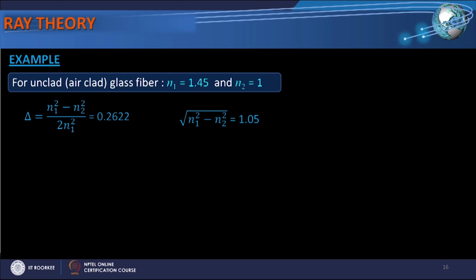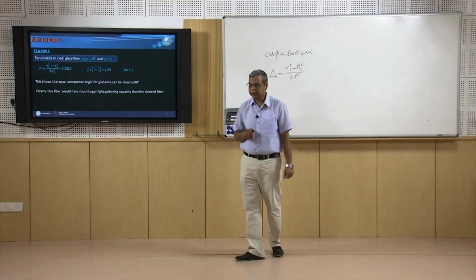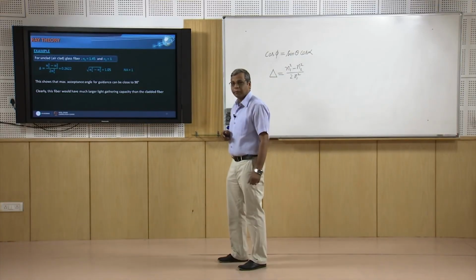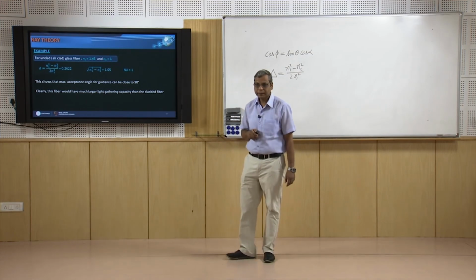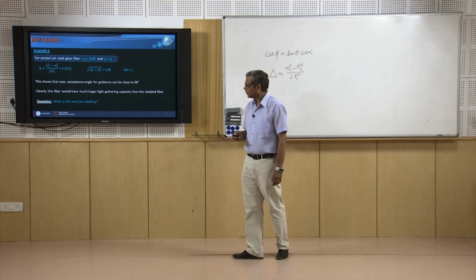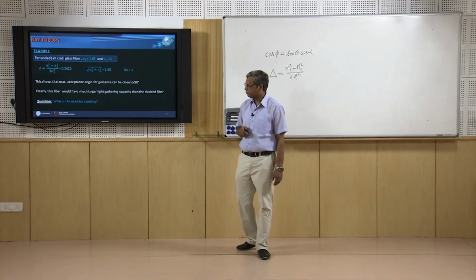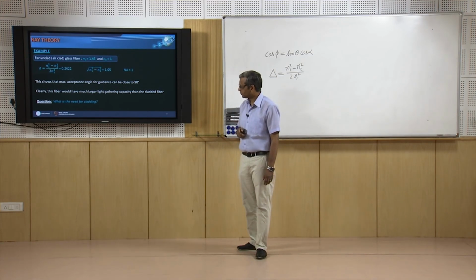This shows that the maximum acceptance angle for guidance can be close to 90 degrees, because NA is equal to 1, sin i max is equal to 1. Clearly this fiber would have much more light gathering capacity as compared to cladded fiber. Then the question is, what is the need for cladding? We will answer this question later in subsequent lectures.